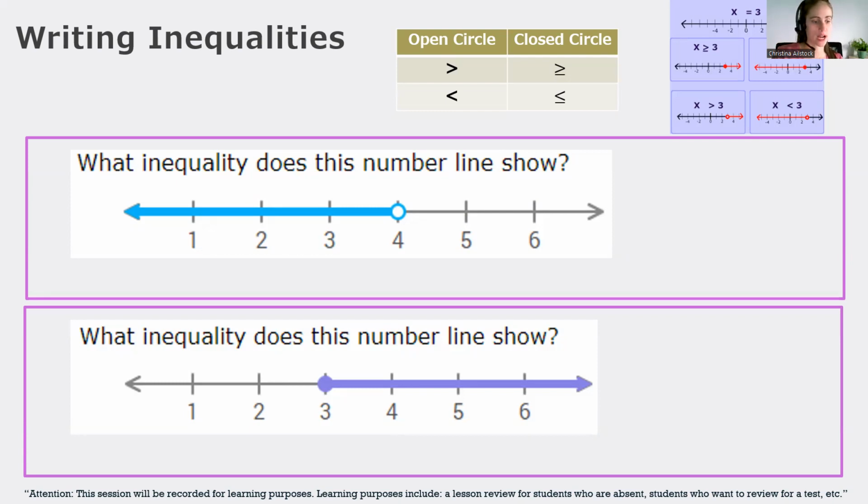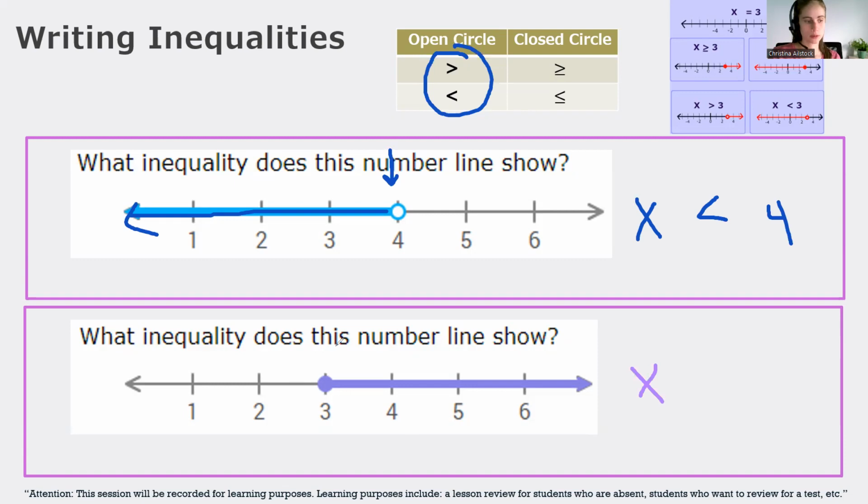All right, for our first graph here in blue, we have X, and then we have the number that it's graphed on, which would be 4. We see that it's an open circle, meaning it is either going to be less than or greater than. Because our arrow is going to the left, it's going to the numbers that are smaller, that are less than 4. That means X is less than 4. And remember, it always eats the larger number, so it's going to be opening towards the 4 because X is less than 4.